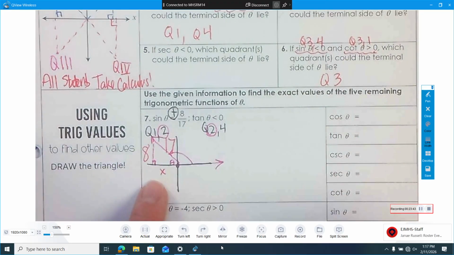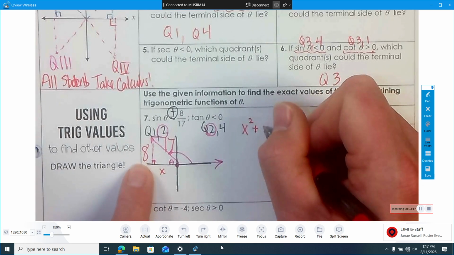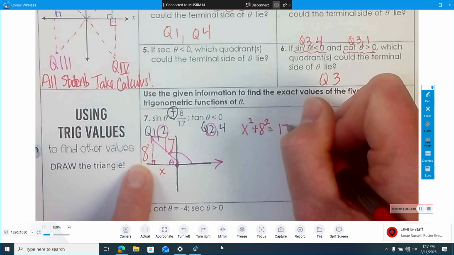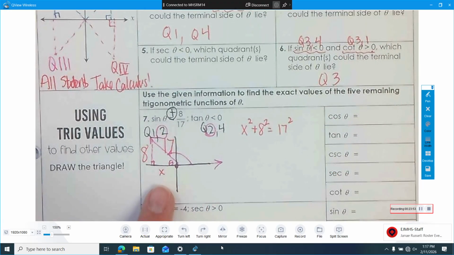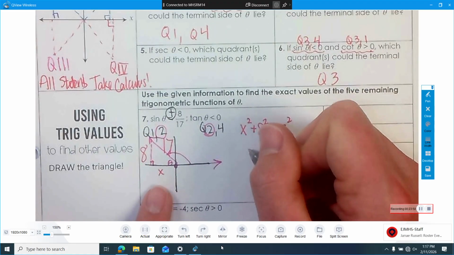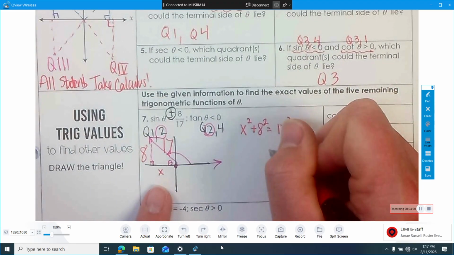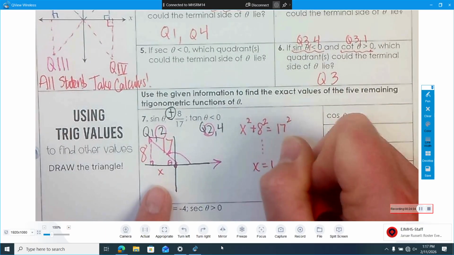It's certainly an x. So let's see. So x squared plus 8 squared equals 17 squared. Leg squared plus leg squared equals the hypotenuse squared. So Pythagorean theorem. 15, yeah. Very good. If you solve for x, we get x equals 15.